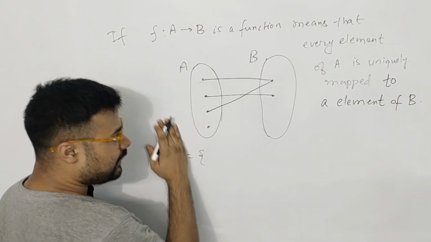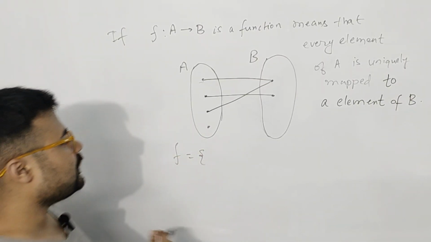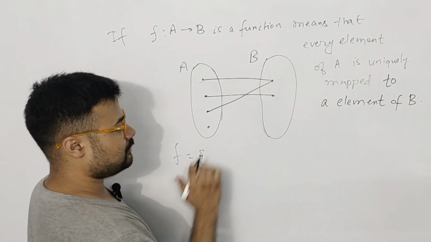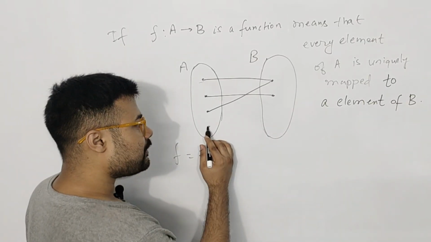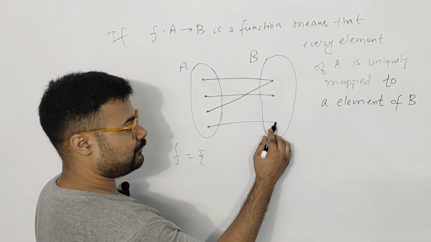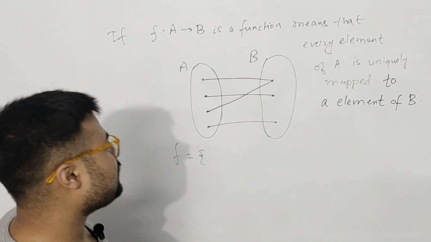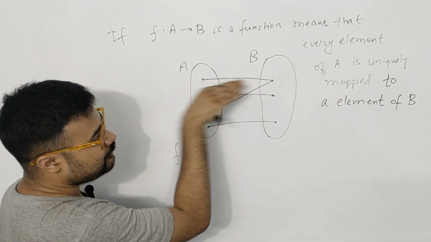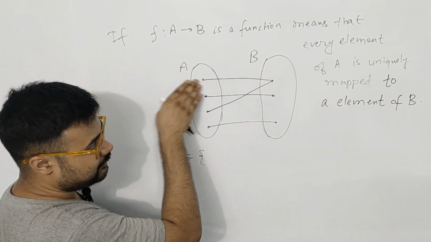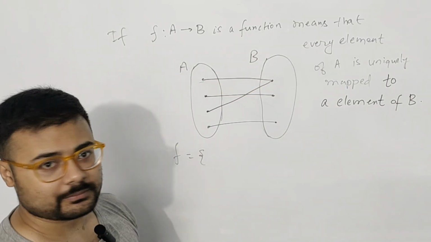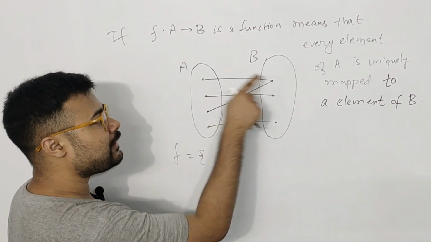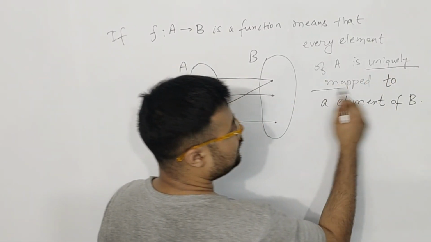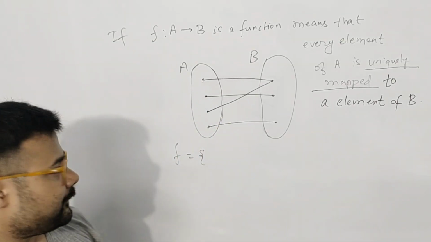But just from the A side, there cannot be any element that has no image. Number one, so this also must have an image. Number two, in this representation, it cannot happen that more than one line emanates from any element. The reason is that each has to be mapped to exactly one, uniquely mapped.